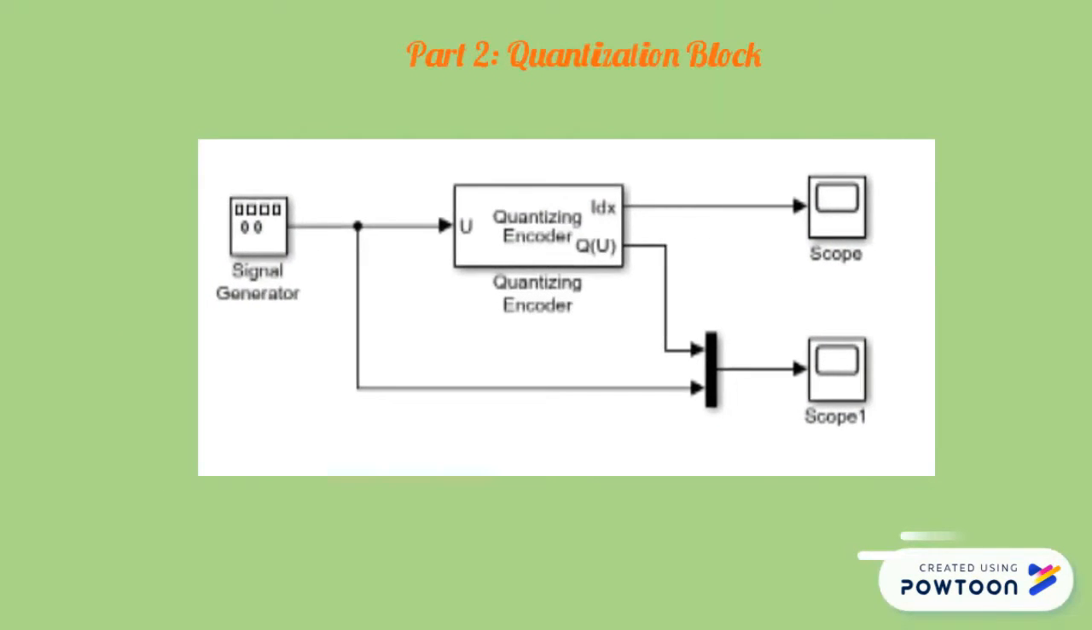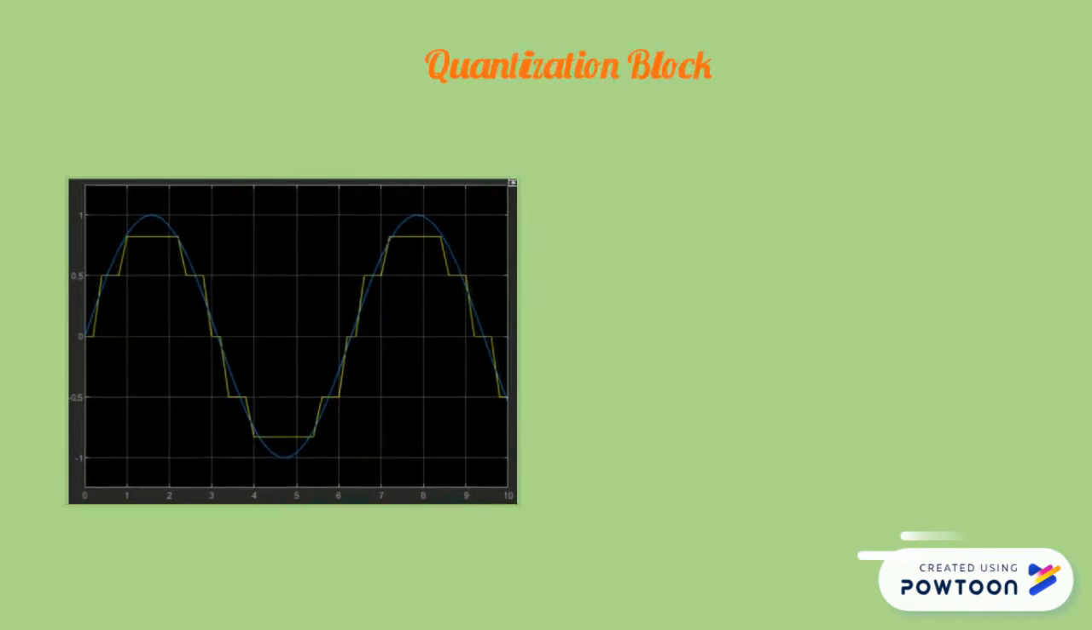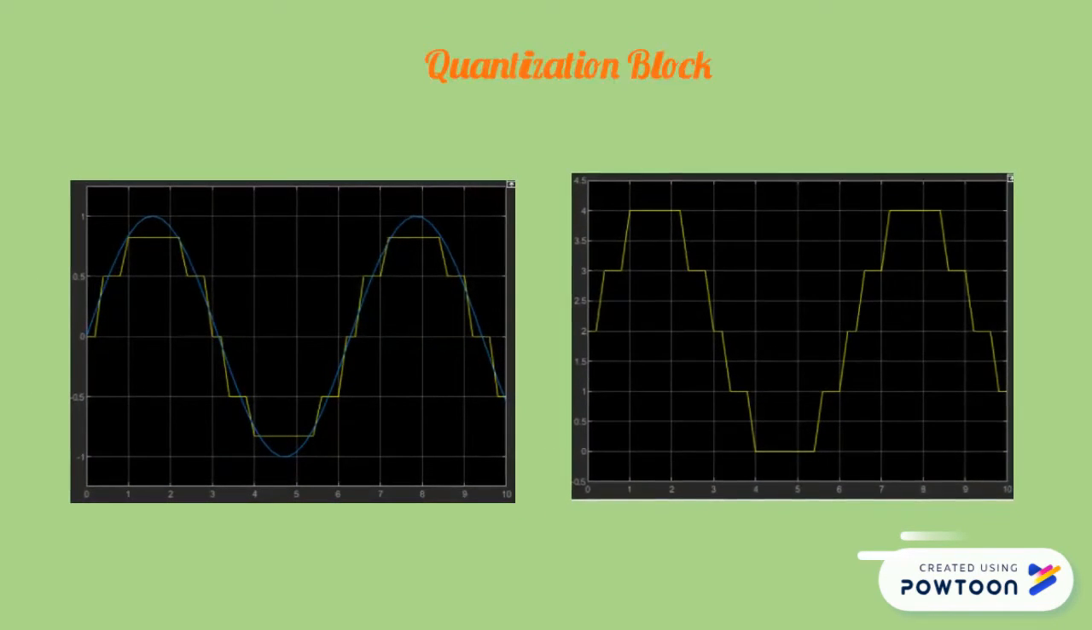For part 2, it is the quantization block. This block diagram consists of a signal generator, quantizing encoder, multiplexer, and 2 scopes. The output for the quantization block is the encoded signal and decoded signal.